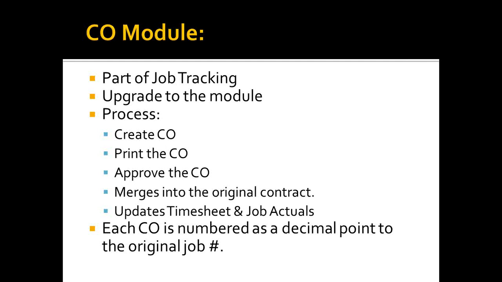The change orders are numbered as a decimal point. So if the original job was job number 123, the change order is going to be 123.1. The next change order is going to be 123.2.